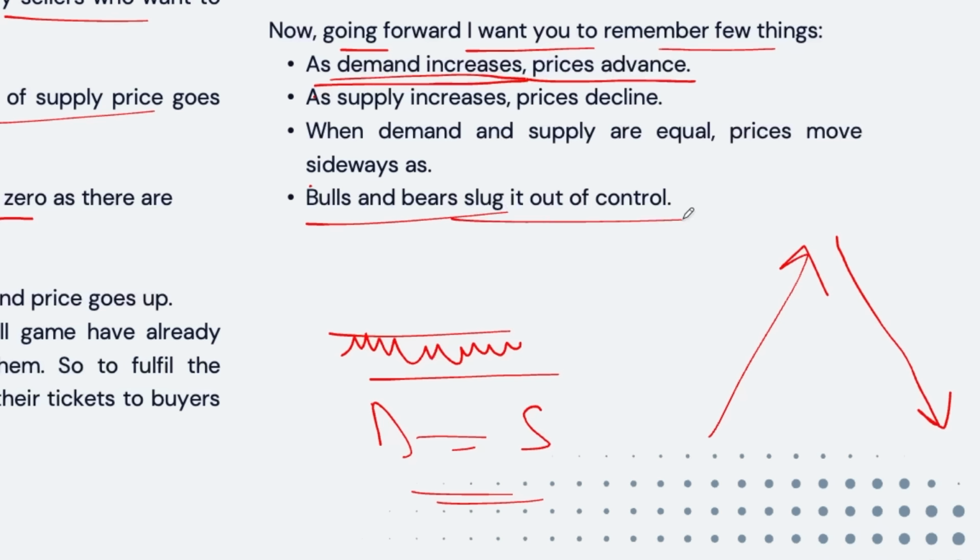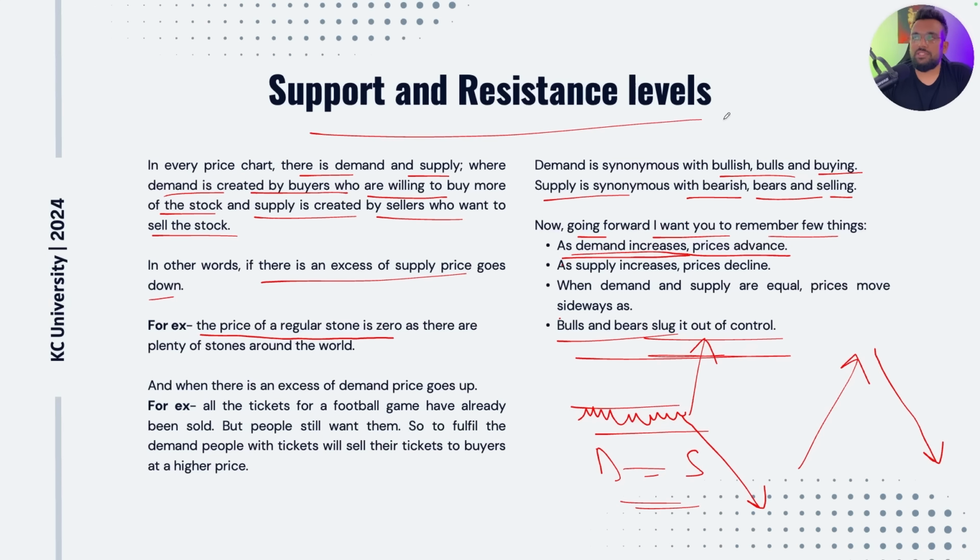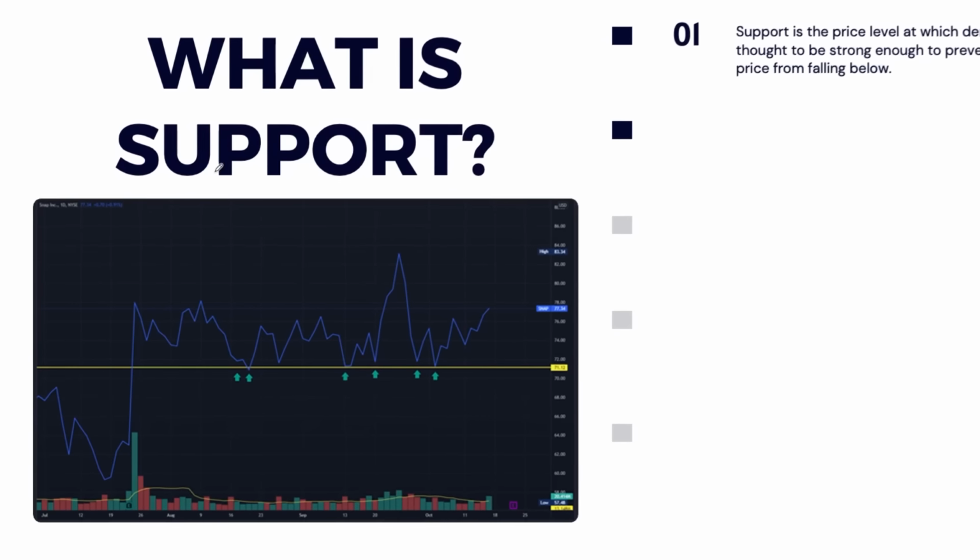Bulls and bears need to literally slug it out. If the bulls defeat the bears, what happens? Prices can shoot up. If bears defeat bulls, prices can shoot down. This is what support and resistance levels mean. Now let's look at what a support is first.